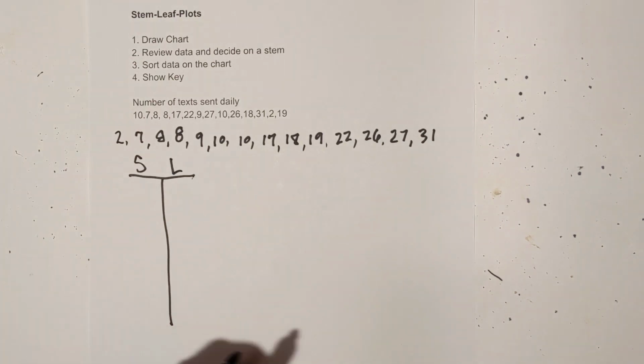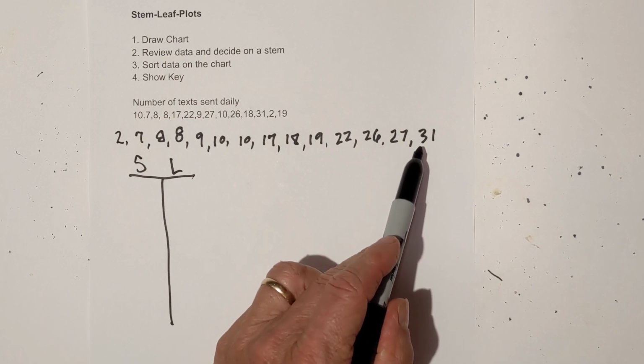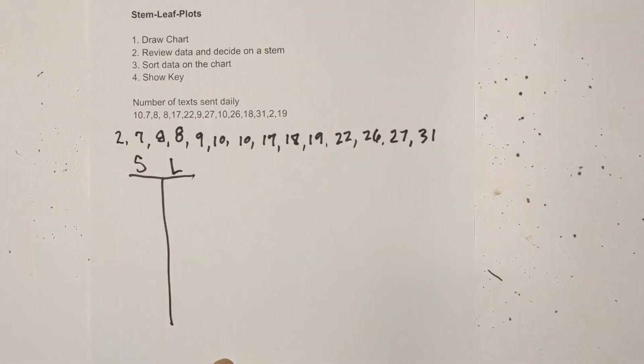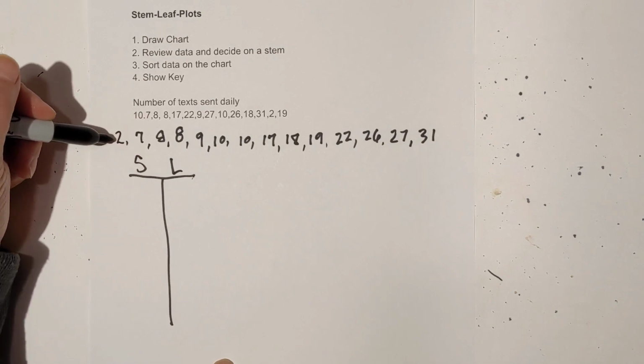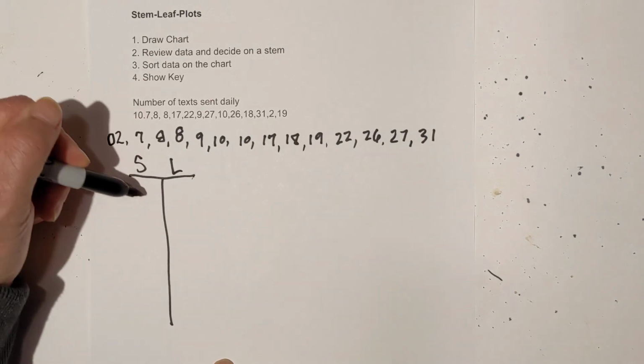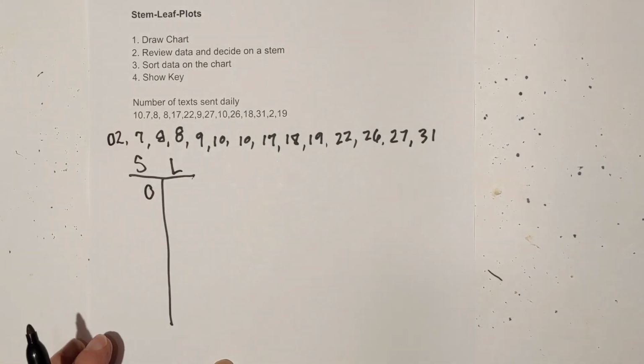Now I'm going to decide on my stem. Only 31 is my highest, so I'm in tens. So I'm going to go ahead and use the stem will be tens. 2, you can rewrite it as 02. So I'm going to use 0 for the 2.